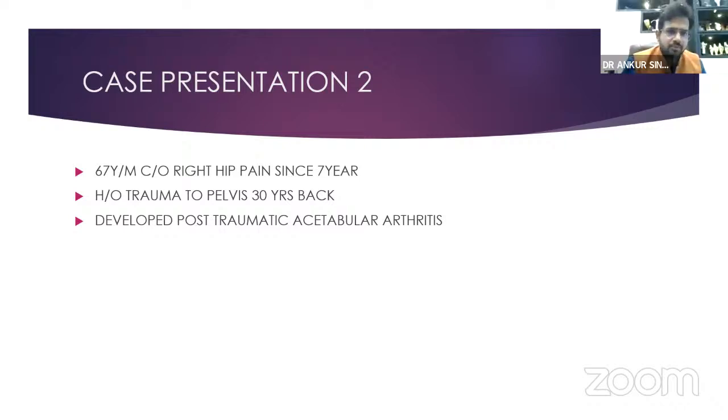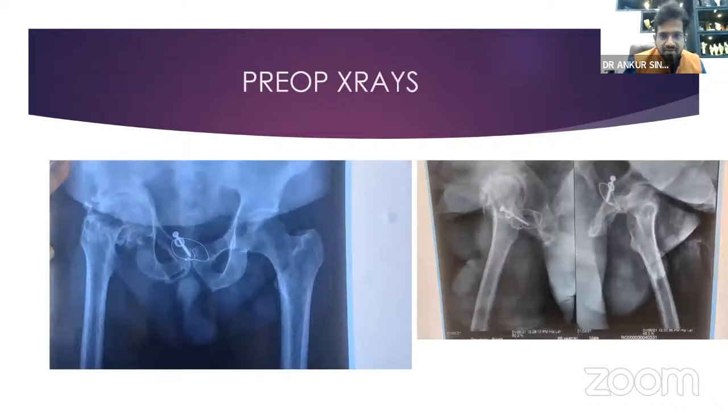It's a 67-year-old male. He had come to me with right hip pain for 7 years. He had a history of trauma 30 years back. He's a very big, bulky guy, weight above 100 kgs. So he developed a post-traumatic acetabular arthritis. And this was his x-rays. Probably pubic diastasis was also there at that point of time.